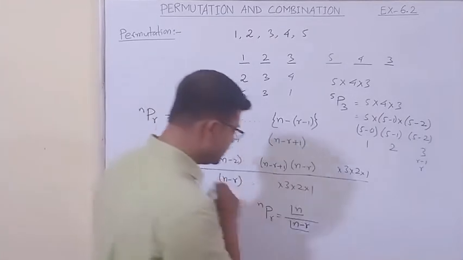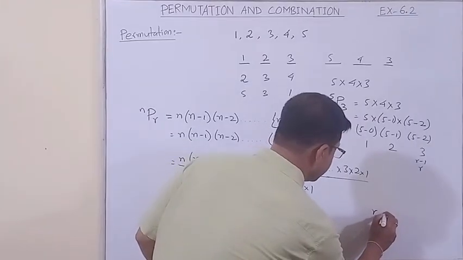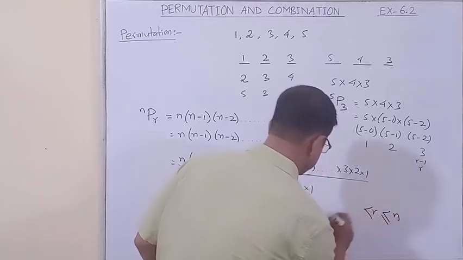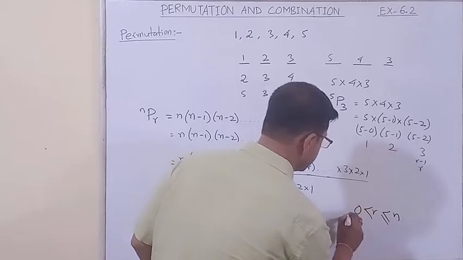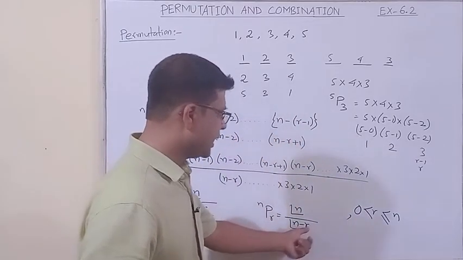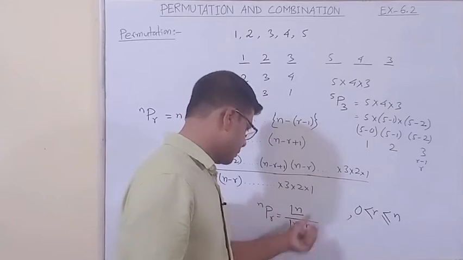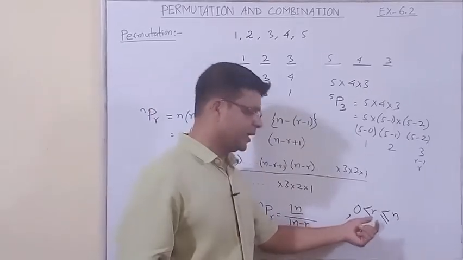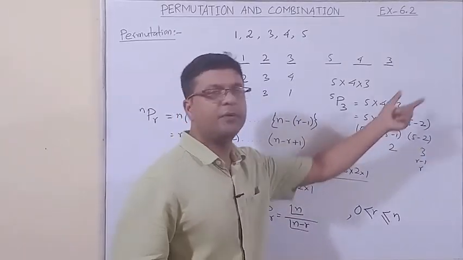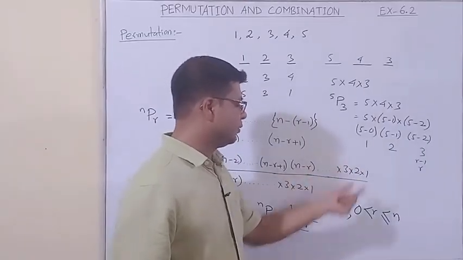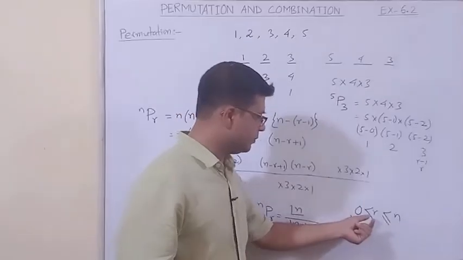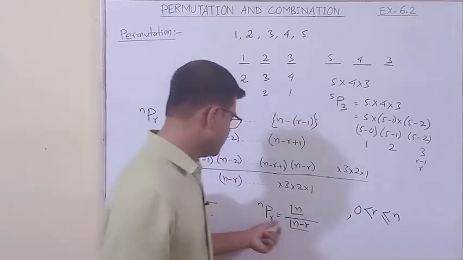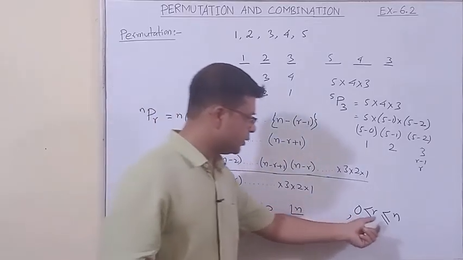But dear students, there is a condition. The condition is that r should be less than or equal to n, but r is always greater than 0. It means r cannot be negative. Obviously we can take 3 at a time, 4 at a time, 5 at a time, but we cannot take 0 at a time. r is more than 0, that means some object must be there. So please try to understand this formula and the condition of r.